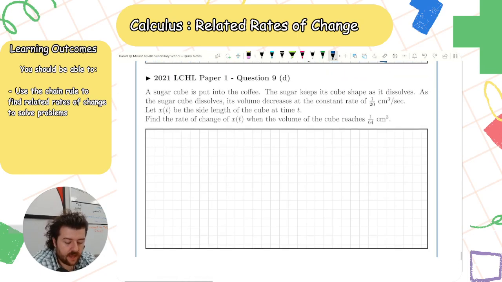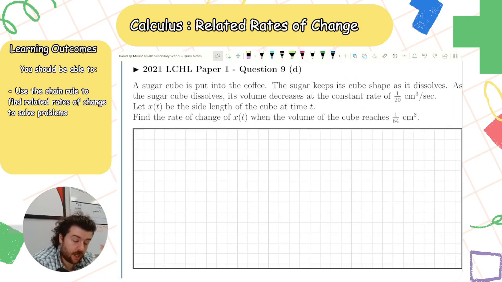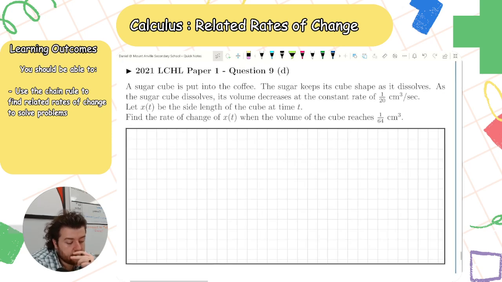Right, let's look at another one. This is in 2021. A sugar cube is put into coffee. The sugar keeps its cube shape as it dissolves. As the sugar cube dissolves, its volume decreases at a constant rate of 1 over 20. Let x be the side length of the cube at time t. Find the rate of change of x when the volume of the cube reaches 1 over 64.